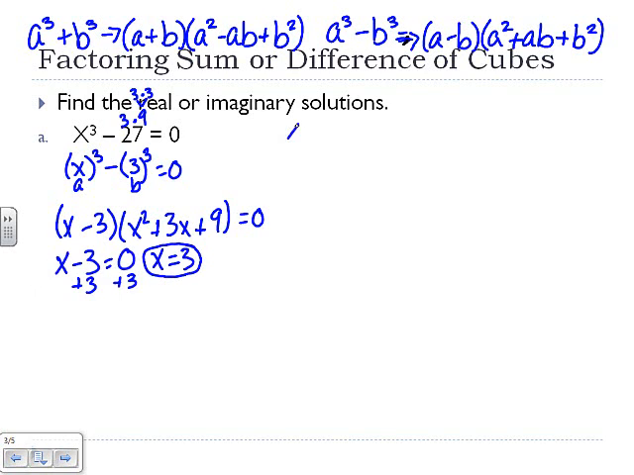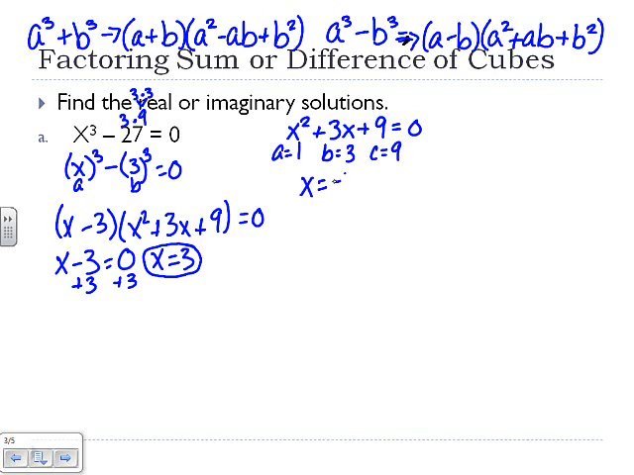For the second half, we take x squared plus 3x plus 9 equals 0. There are no factors of 9 that will make 3. Since the middle number is odd, we do not want to complete the square. This leaves us with the only option of using the quadratic formula. So we determine a equals 1, b equals 3, and c equals 9. Now let's plug into the quadratic formula.